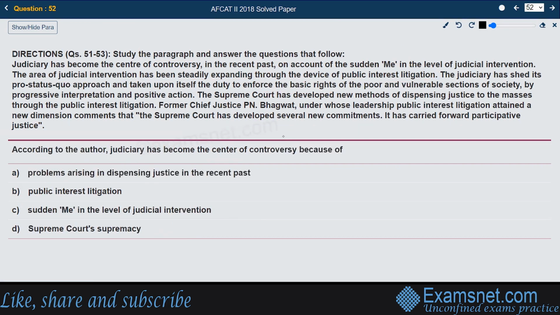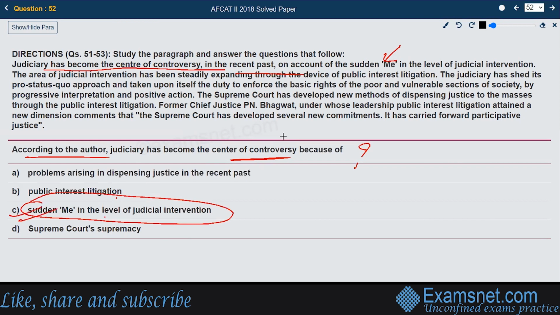Next question. Now, again, there is a paragraph. The paragraph is the same that we read in the last question. Now, the question is, according to the author, judiciary has become the center of controversy because of what? Okay, so let us read the first line. Judiciary has become the center of controversy in the recent past on account of the sudden rise in the level of judicial intervention. So let's look at the options. Problems arising in dispensing justice, public interest litigation, sudden rise. This is given in option number C, sudden rise in the level of judicial intervention. So that is supposed to be the right answer.